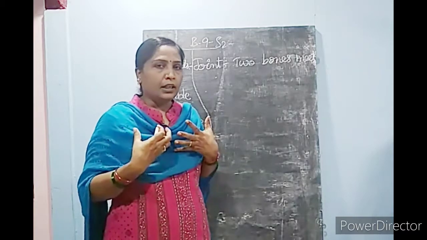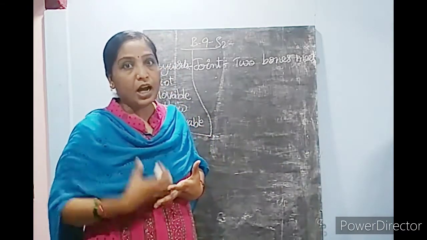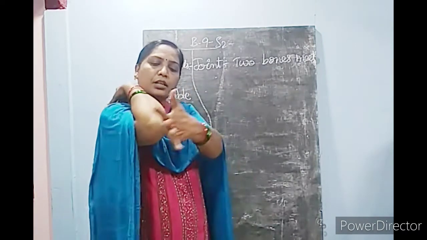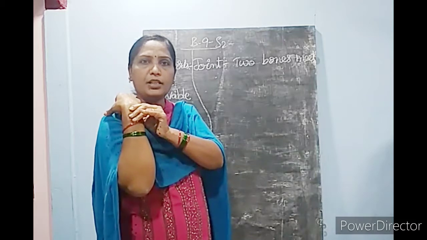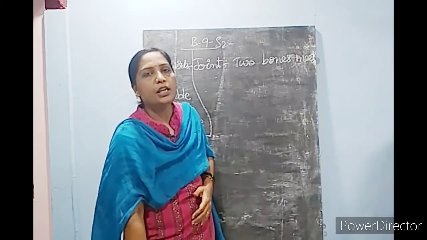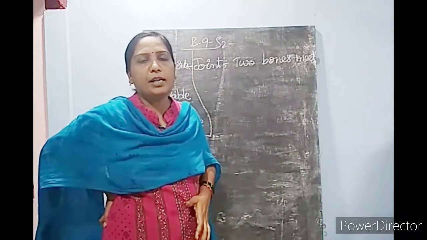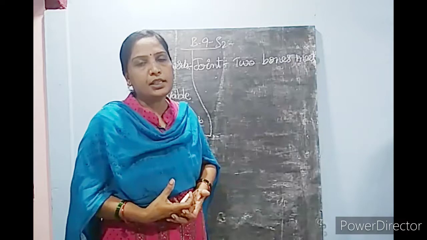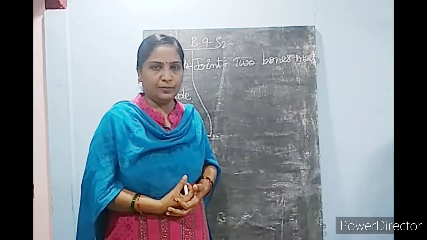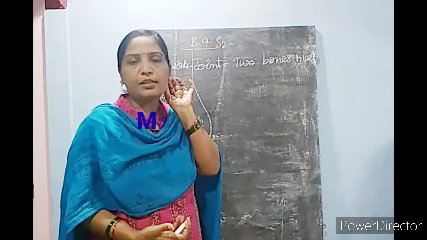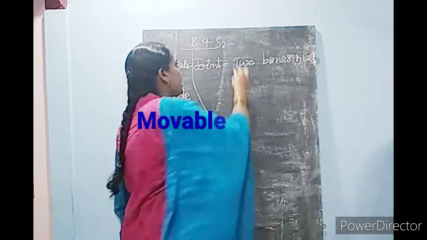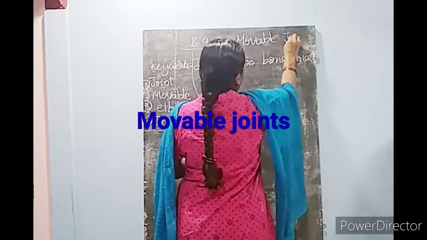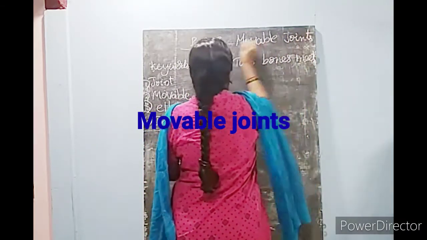Then, are all the joints movable in our body? Here one joint is there. Here some joints are there near the wrist part. Near your knees some joints. Near hip some joints. In the skull some joints. Are all the joints moving or not? That's what we are going to discuss in S2. Our topic is movable joints. What are the movable joints in our body?